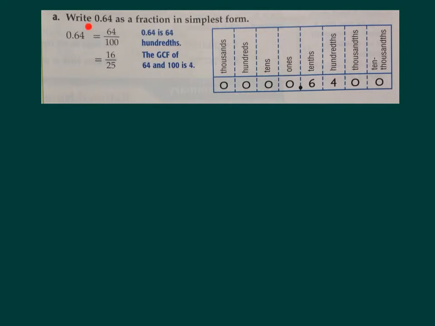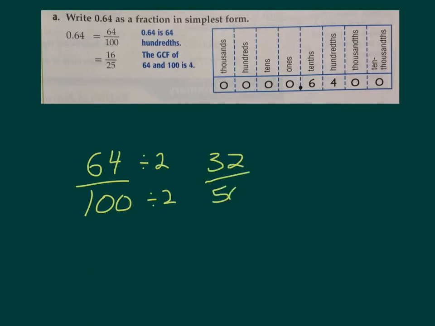If we're asked to write a decimal as a fraction in simplest form, in this case 64 hundredths, the first thing we need to do is write that 64 hundredths as a decimal into a fraction. Now we want to simplify or reduce this fraction, and we do that by finding a number that I can divide into both the numerator, the top number, and the denominator, the bottom number. Right off the bat, they're even, so I know that 2 will go into both of those. And when I do that, then I'm left with 32/50ths.